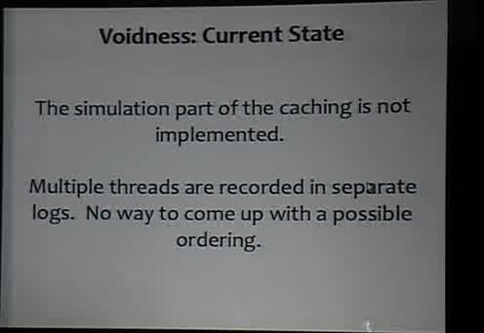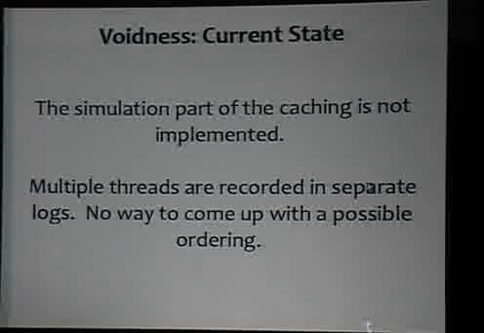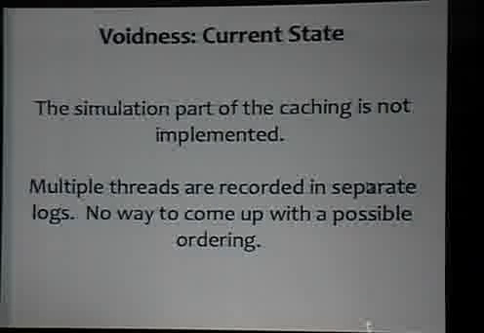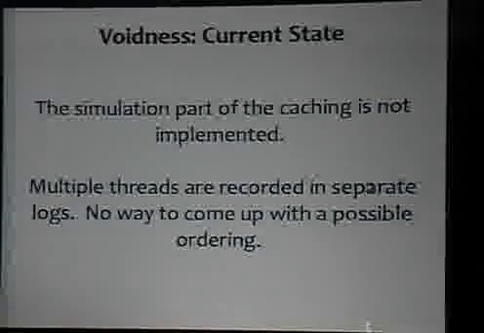Okay. The current state is that I don't implement the simulation part that Microsoft had created. I do the caching on the side where you're following the program. As the program's running, you keep track of the registers, and if a register hasn't changed in between two executions, you don't spit it out, which is a really dumb optimization, but you have to do it anyway. And multiple threads are not recorded. They're recorded in separate logs, but there's no sequencing, so there's no way to put them back together right now. I've looked into it a little bit, and that Nirvana paper actually describes how to go about it.